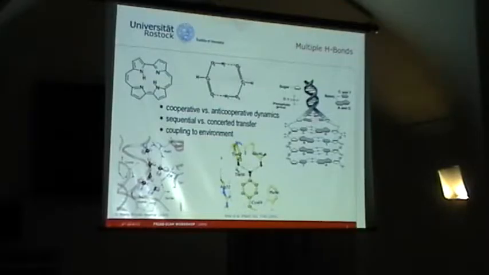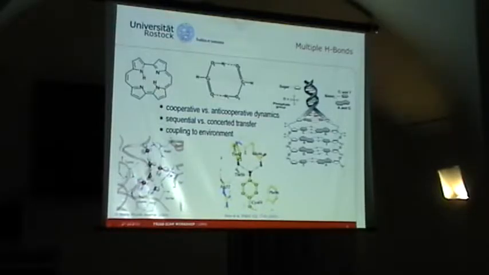Of course, then you have two quantum particles moving, and you can ask questions. Is the dynamics of the hydrogen bonds, like the OO or NN distance, cooperative or anti-cooperative? That is, if you have two hydrogen bonds, do they move in a way that both of these distances get shorter and longer at the same time, or the other way around? And if so, what determines this motion?